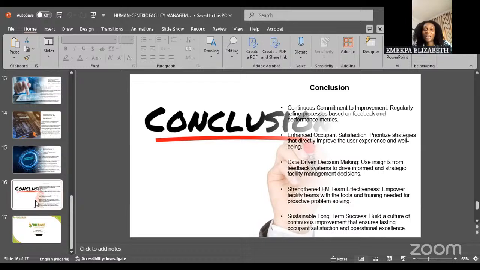And one of the ways we can improve is by asking our people how well we are doing. Ask for the performance, ask for customer surveys, customer feedback. All right. Enhance occupant satisfaction. Prioritize strategies that directly improve the user's experience and well-being. All right. Occupant satisfaction is very important.